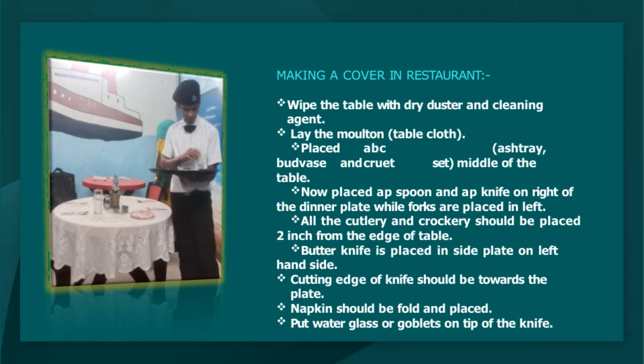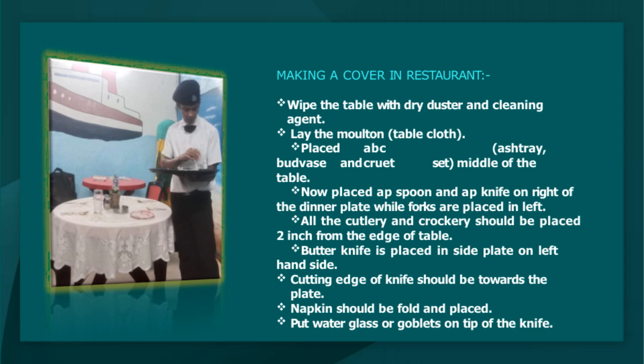Moving on, position the cutlery. Put the spoon and knife on the right side of the dinner plate and the forks on the left. Remember, all the cutlery and crockery should be about 2 inches from the edge of the table to maintain proper spacing and elegance. For the butter knife, it should go on the side plate on the left side of the setting, with the cutting edge facing towards the plate. This is a standard and practical placement.